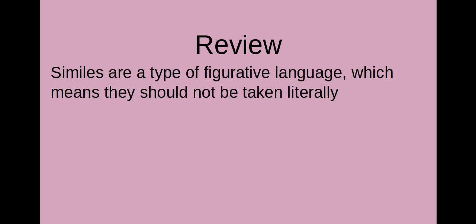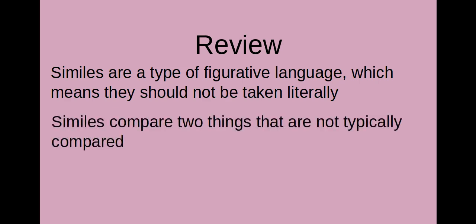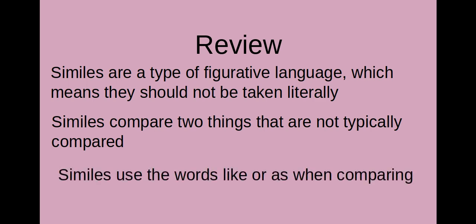All right, so quick review. Similes are a type of figurative language. Remember, we're going to learn about 5 different types of figurative language when we're done. Similes are our first one. This means they should not be taken literally. So it's not that Sally was actually a mad cat in that last example, right? She hissed like a mad cat. They compare two things that are not typically compared. So you normally wouldn't think of a person being compared to a mad cat. And they use the words like or as when they're comparing.